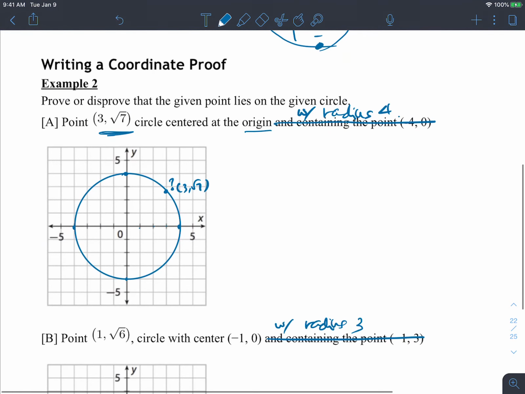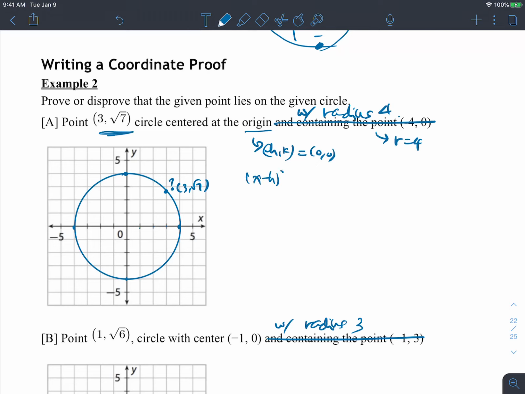Okay. All right. So if that's the origin, (h, k) is equal to (0, 0). Radius, that's r equal to 4. We put that into the equation, which is (x minus h) squared plus (y minus k) squared equal to r squared. When you plug in the values, because (h, k) is (0, 0), it would be x squared plus y squared equal to 4 squared. The question is, does that contain (3, √7)?